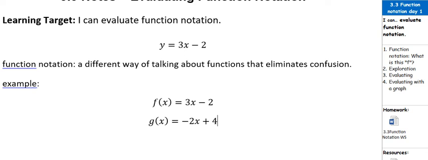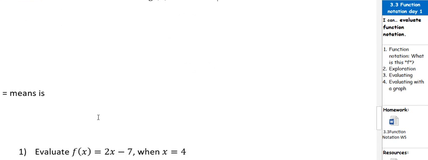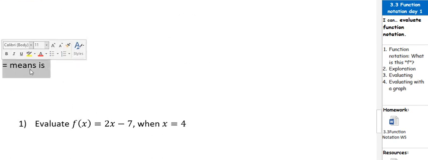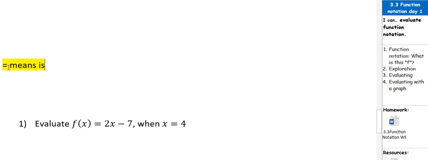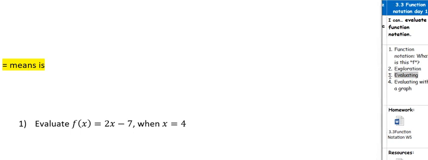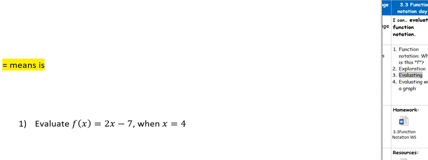So completely different function. Now I have f of x, I have g of x, and I could do this with other letters also, but you get the idea that this f and the g, it's like the name of this function. So f of x is 3x minus 2. G of x is negative 2x plus 4. Notice that I can replace that equals sign with is. That's huge. I would make sure that I write that down in my notes. Equals means is. When we get to evaluating these, which will be in a second, this is going to be really big. So make sure you have that written in there.